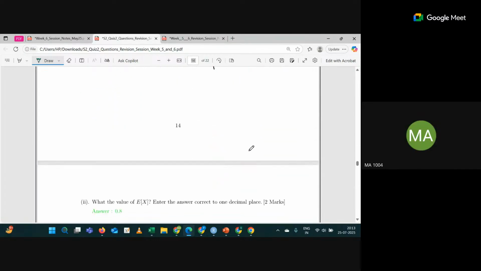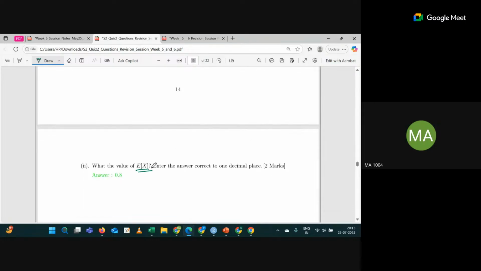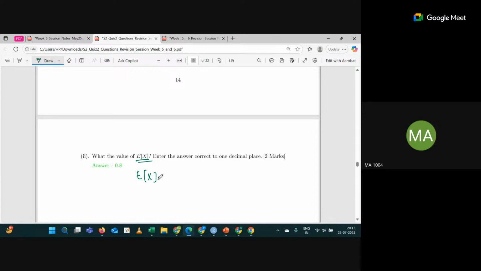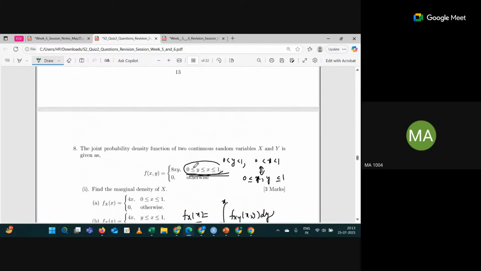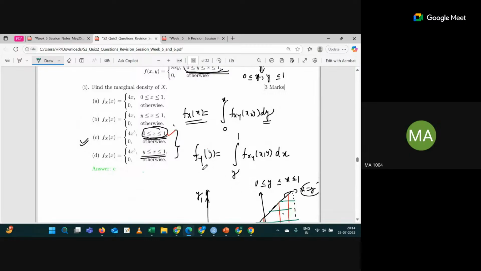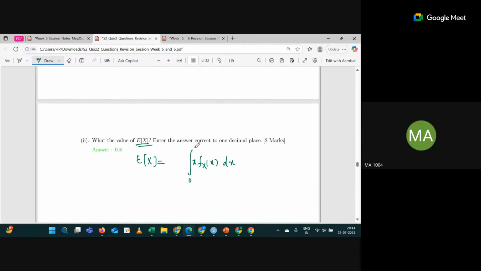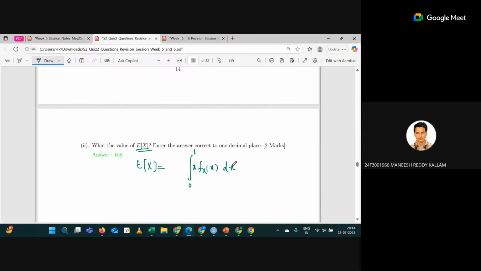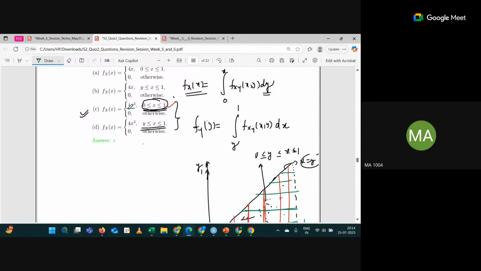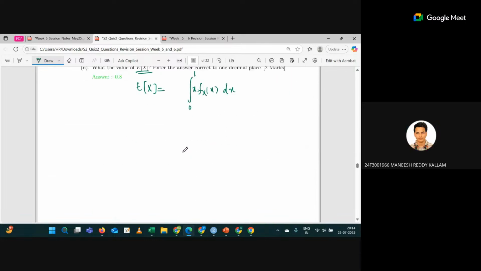How will you calculate the expectation of x? It will be x into f of x. What is the limit of x? Will you take 0 to x, or y to 1, or 0 to 1? 0 to 1, because we have to calculate the expected value of x throughout the support of x. Now I'm not going to do the integration part. Sir, over here f of x would be 4x cube only, right, from the previous question? Yes, this 4x cube. Okay, you can go forward.